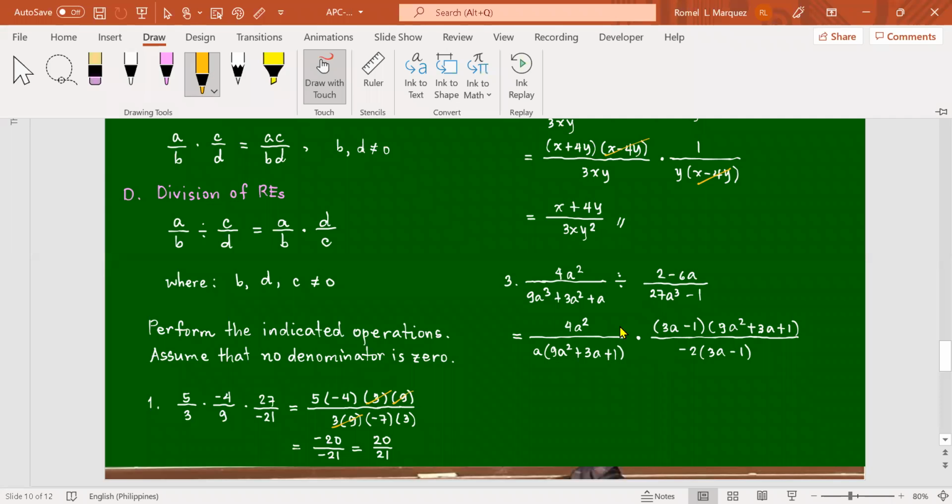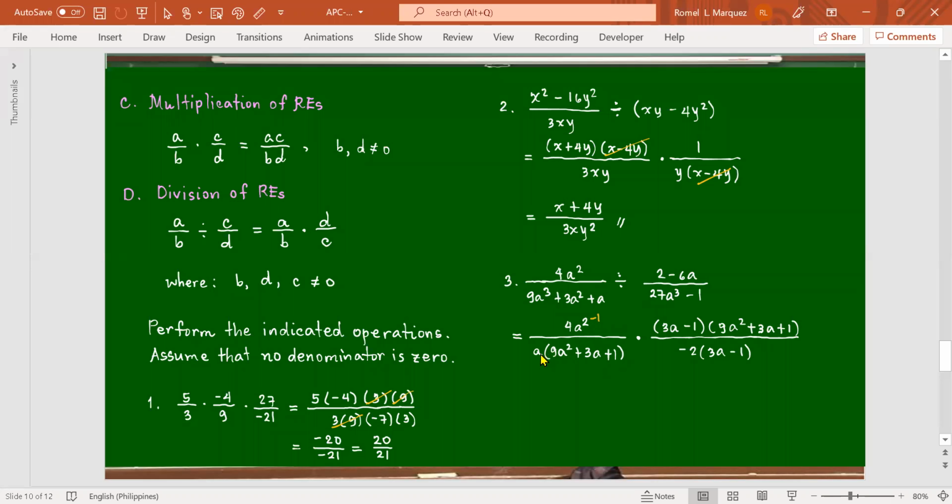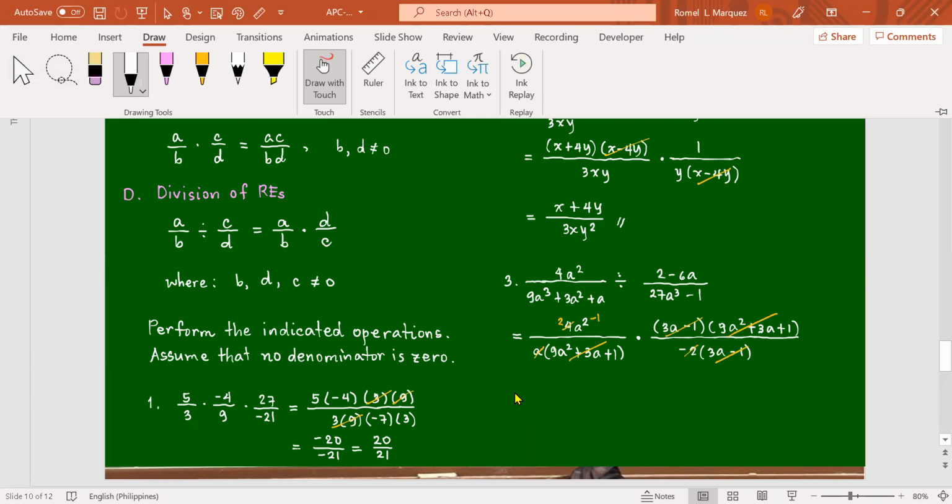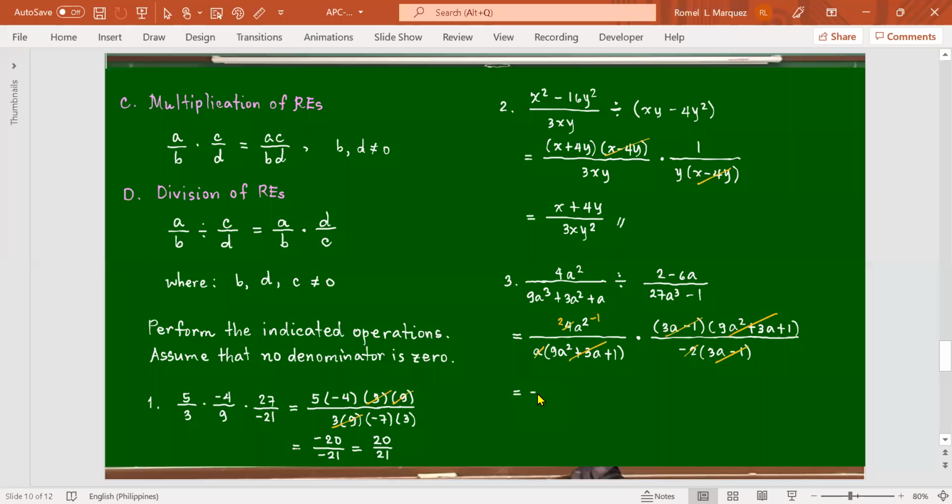I can now cancel this. a is canceled, no? So remaining a, 2 minus 1 is 1, so there is still a remaining a. 4 and negative 2, there is 2 here, no? And then there is a negative. Okay? 3a minus 1 canceled out here. Almost everything disappeared. What's the final answer, children? Negative, because this is negative. Negative 2a. Simply negative 2a, children.